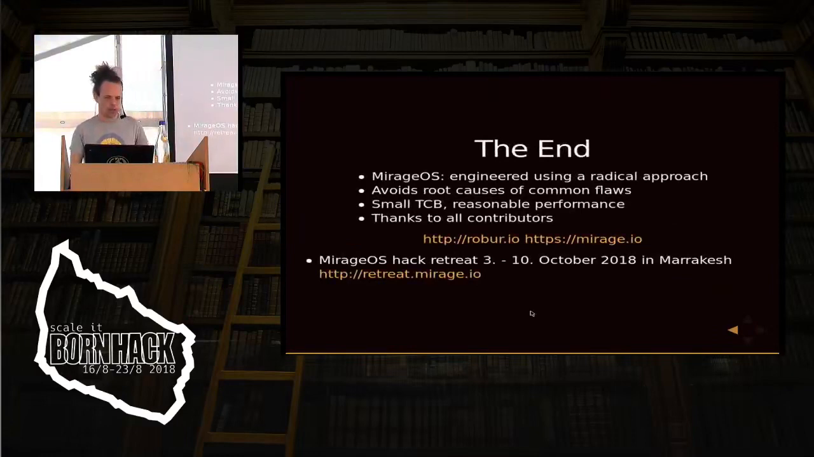That's all I prepared. So what is MirageOS? It's an operating system engineered using a very radical approach by just getting rid of everything we have right now and redeveloping it inside of a fresh, high-level language. It avoids a lot of root causes of common flaws, like memory safety issues. It has a very small trusted computing base and reasonable performance. I didn't show any numbers, but from our work on TLS, it turns out we were up to 85% of the speed of OpenSSL.